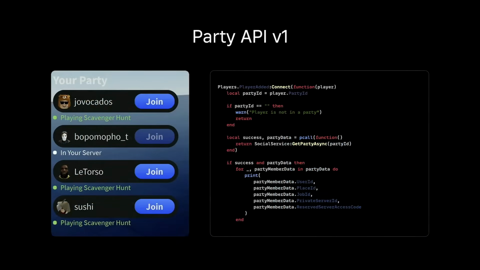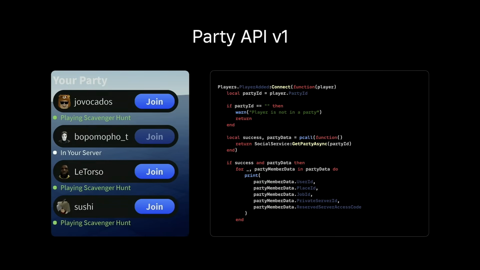This year, we are bringing you the tools that you need to bring parties directly into your experiences. In June, we shipped the first version of the Party API. This API lets you retrieve information about everyone in a party, like the user ID, place ID, and server details, regardless of which server they're on. So what can you do with this?